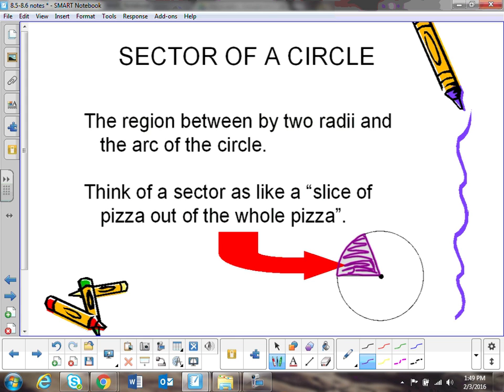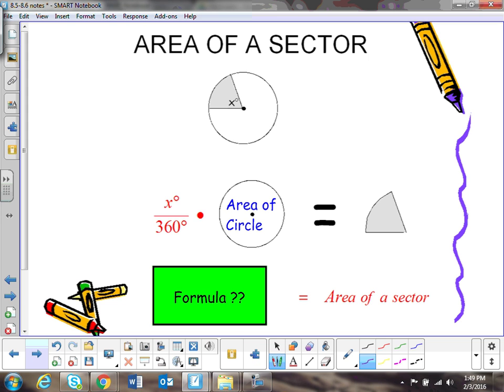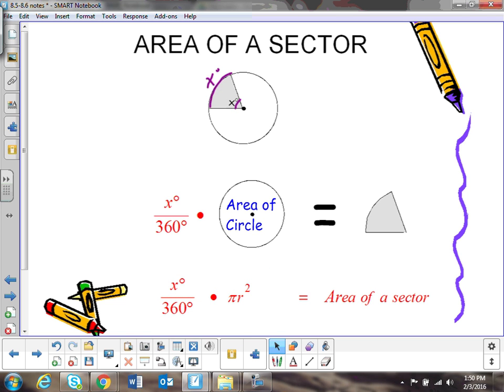Everybody got it? Alright, here's how you do it. There's an angle that goes with that central angle, which also happens to be the same as that one. So let me put x on both of those. That angle you want to put over 360. Right there, that takes care of the portion. Then all you do is multiply it by the area of the circle, which is what you did yesterday. So real simple formula: x over 360 times pi r squared.